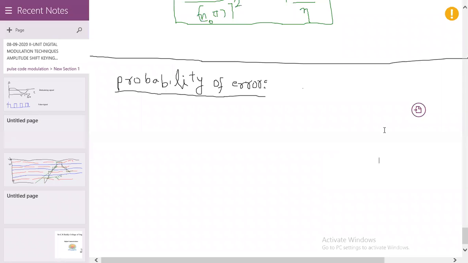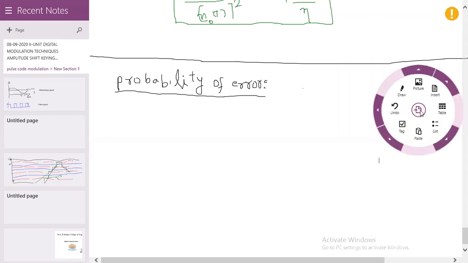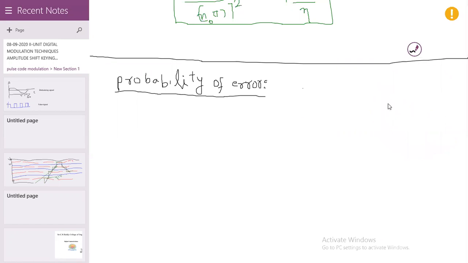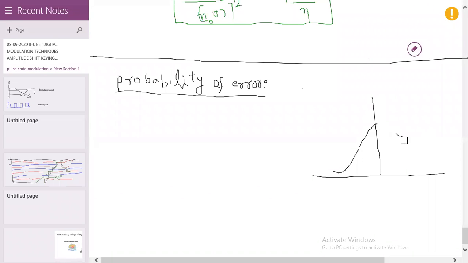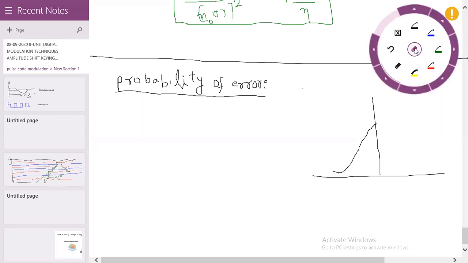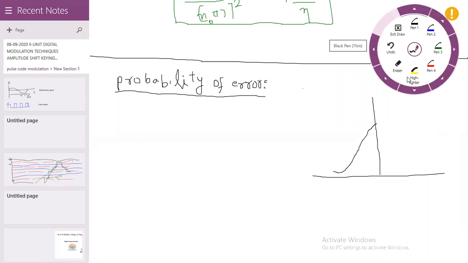The Gaussian noise, the received signal corrupted with that Gaussian noise, here we can represent the Gaussian probability density function. You all are familiar with that one also, Gaussian function here. Representation of this one is also very important. This is a Gaussian.